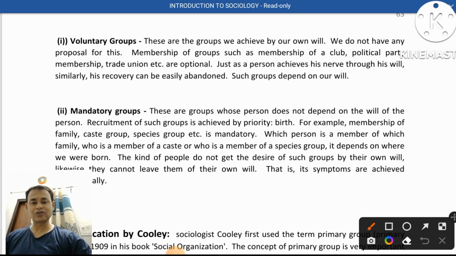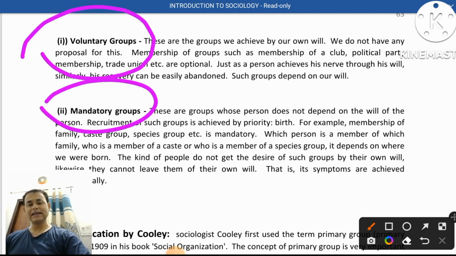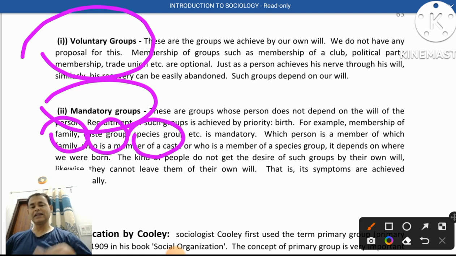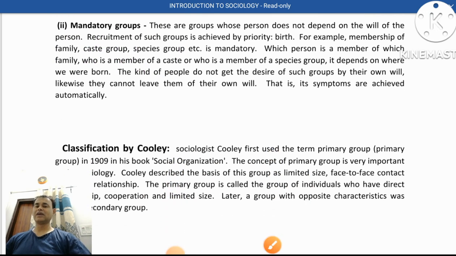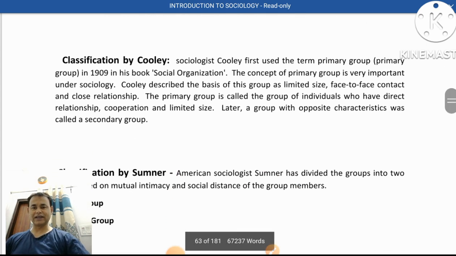Membership of such a group, such as member of a club, political party, trade union, etc. This is voluntary. And mandatory groups are those where membership does not depend on the will of the person. Recruitment to such a group is achieved by birth. For example, membership of a family, caste group, species group is mandatory. A person is a member of a family, a member of a caste, that is compulsory, that is not voluntary.